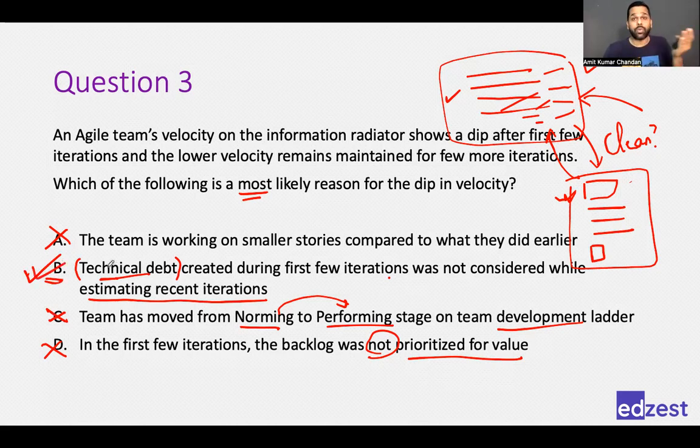But it may happen in some question that you will see that there is another option which is likely. Then you will have to compare and see which one is more likely to happen, which one is more likely to be a reason for the dip in the velocity.